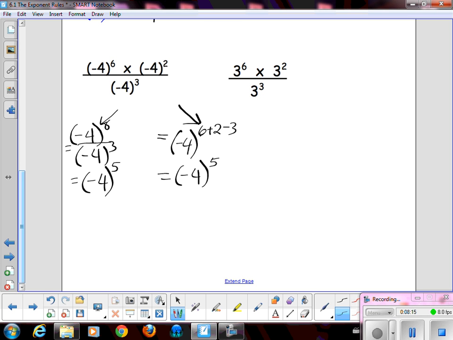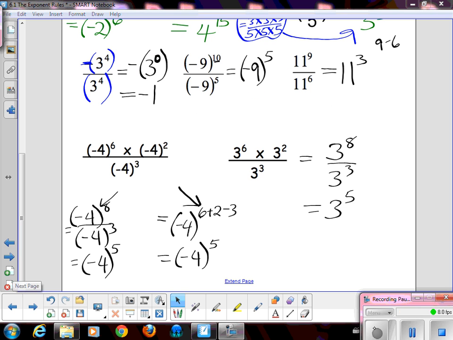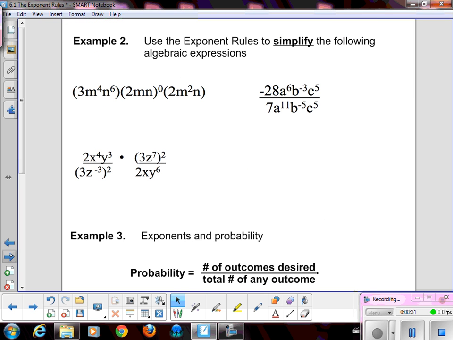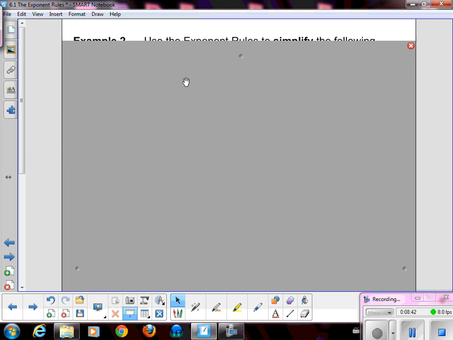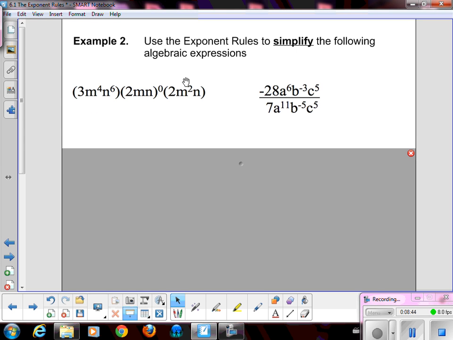Okay, so this one here again, so I have 3 to the power of 8 on the top, 3 cubed on the bottom, which is 3 to the 5th, because I need to subtract. Okay, and I'm not going to do that one the other way, but you could do it quite easily that way. So let's look at the second types of examples. Okay, example 2 says, use the exponent rules to simplify the following algebraic expressions. Now, the first thing that I notice when I look at this, I'm just going to bring up the screen for a second, is it looks a lot worse than what it is.